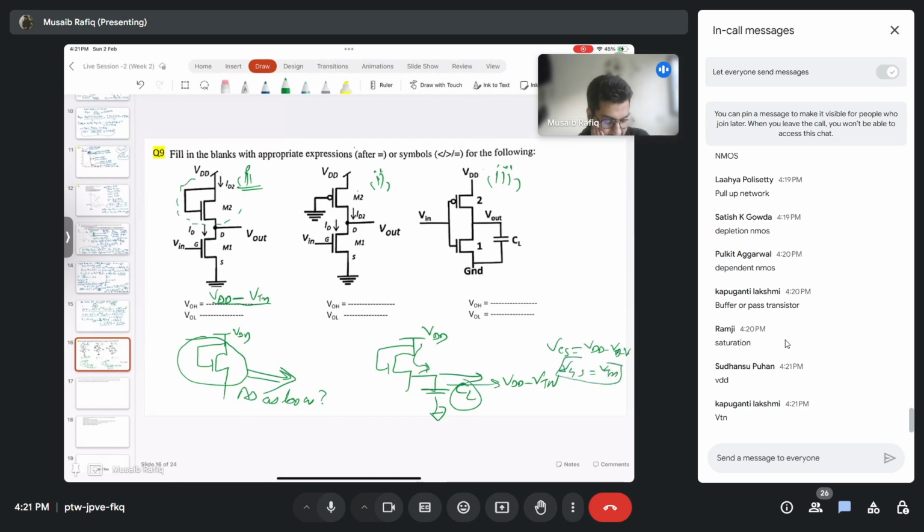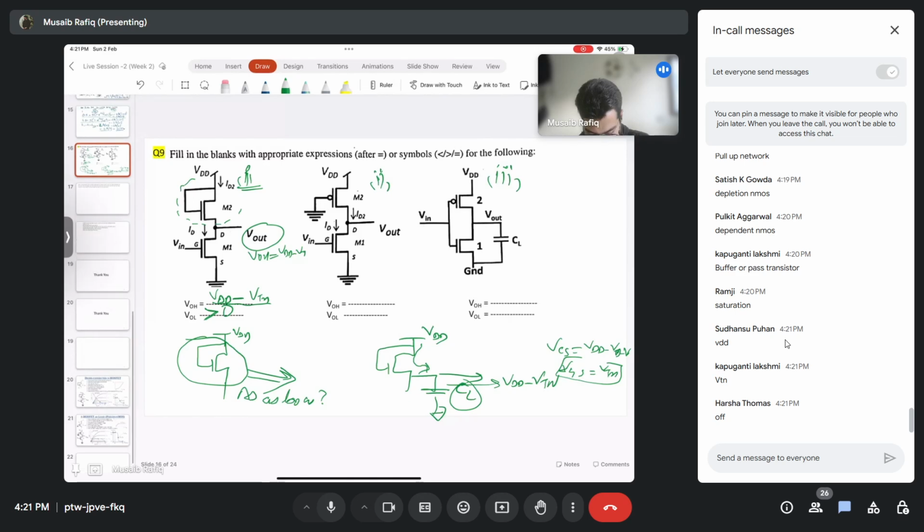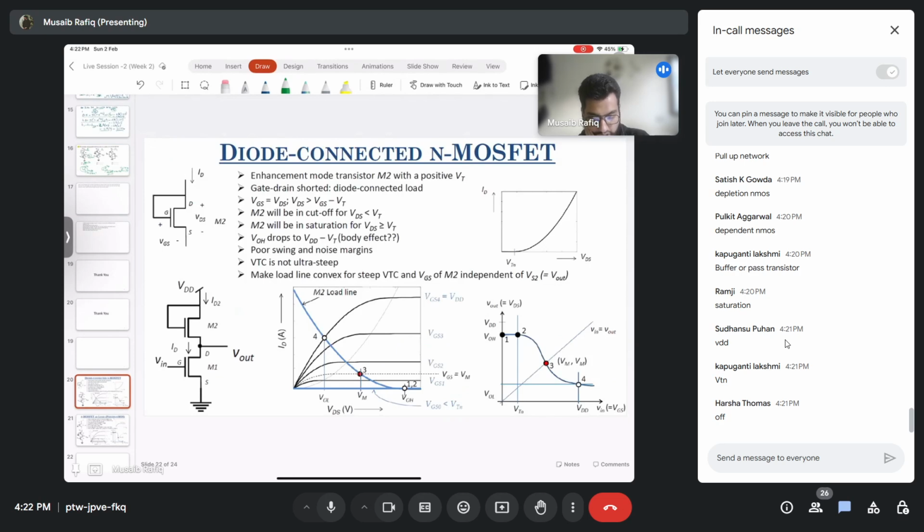And the moment it becomes slightly less than this, what will happen to my transistor? If VGS becomes less than VTN, what happens to the transistor? Exactly, it will turn off. That's why VOH will be equal to VDD minus VTN. And VOL will be greater than 0 volts. For this, I'll have this figure for you where you can use the load line analysis to get the answer. So this is a diode connected MOSFET.